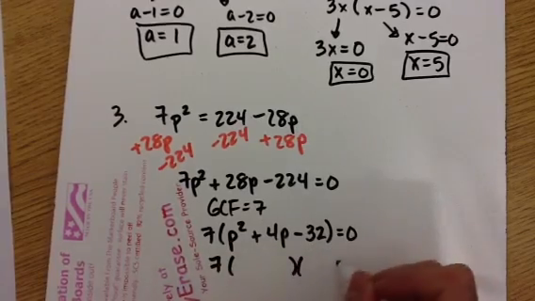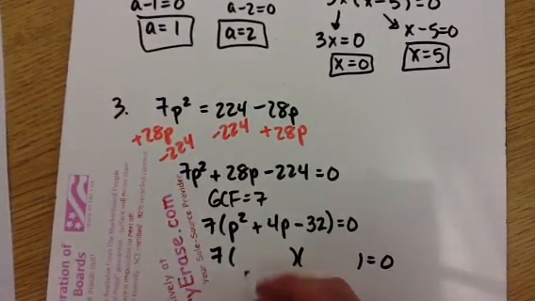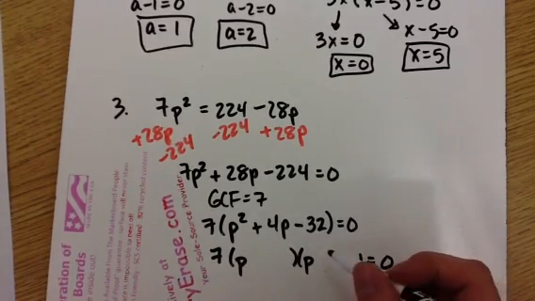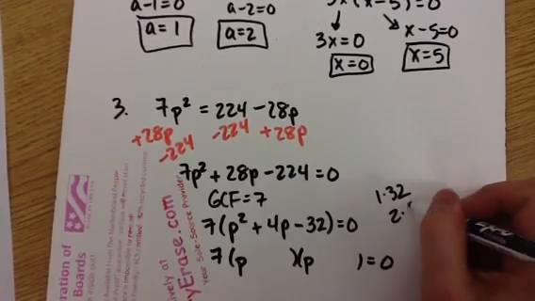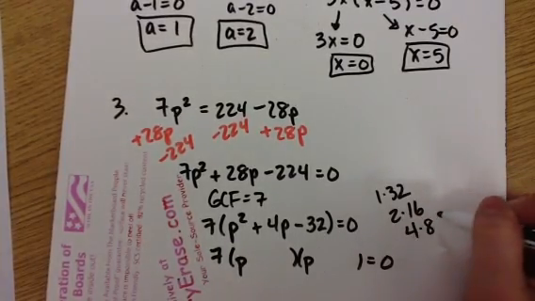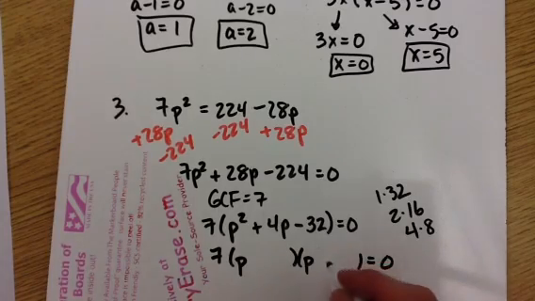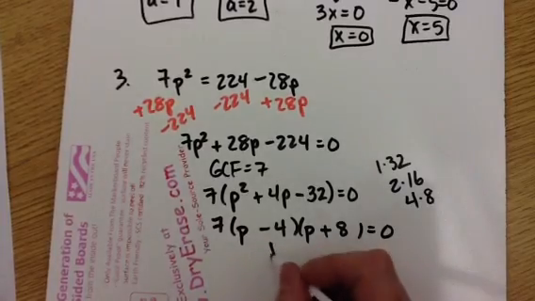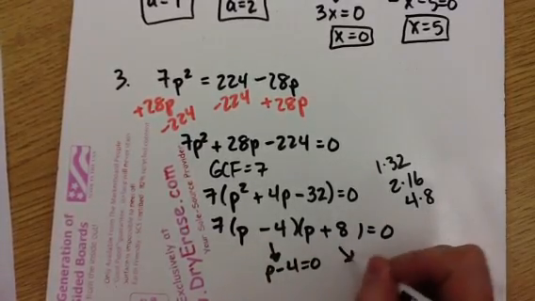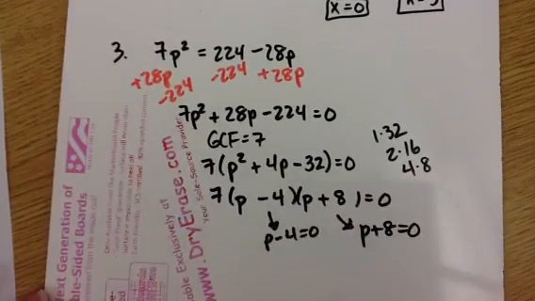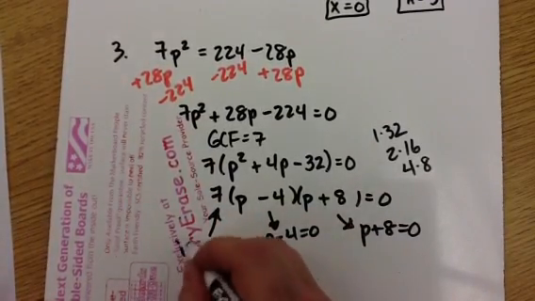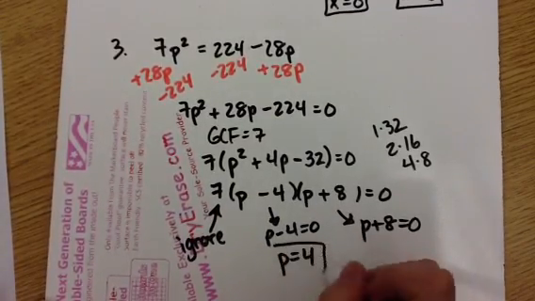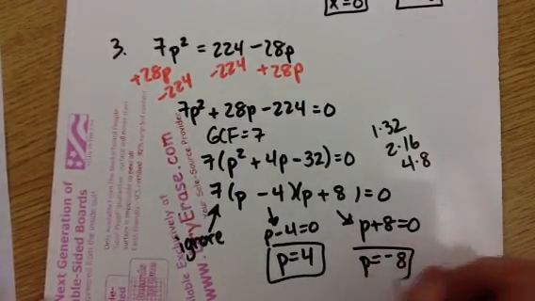So I have 7, set up my two sets of parentheses, and then p times p has to go at the beginning. Let's see, I need to multiply to give me 32, so it could be 1 and 32, 2 and 16, 4 and 8, and I need the inside and outside to equal 4, so it's going to be plus 8 and minus 4. So now I have p minus 4 equals 0, or p plus 8 equals 0. I do not use that 7. I'm going to ignore the 7 out front since it doesn't have a variable. So I'm going to get two solutions, p equals 4 and p equals -8.